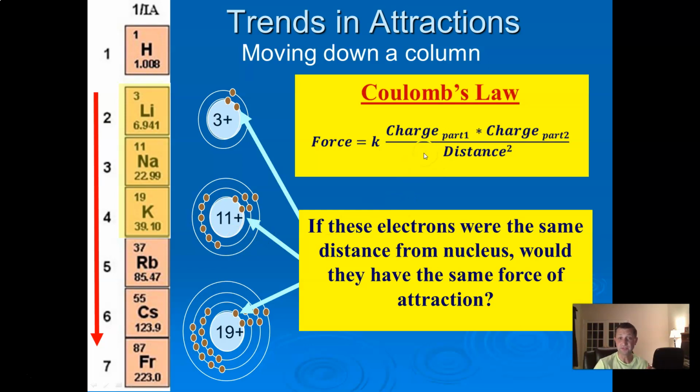Now, if I change this, and this is important, and say let's focus on the valence electrons, now look, your valence electrons in lithium are in level 2. So your distance would be 2 squared, which gives you 4.